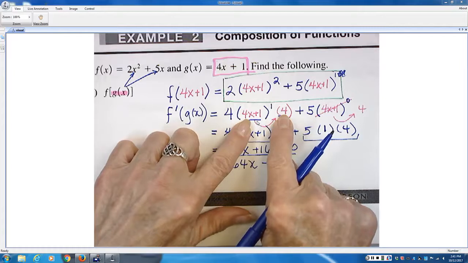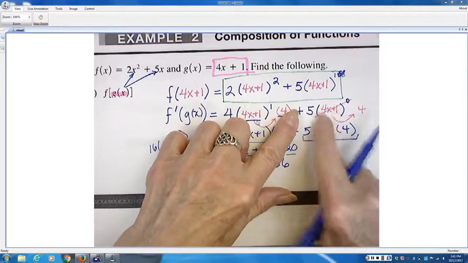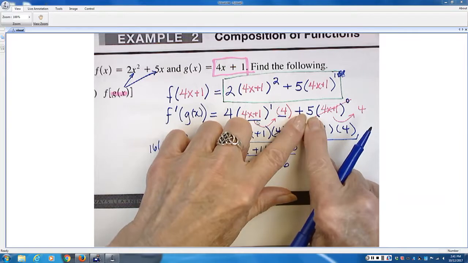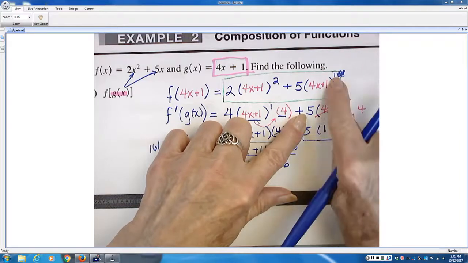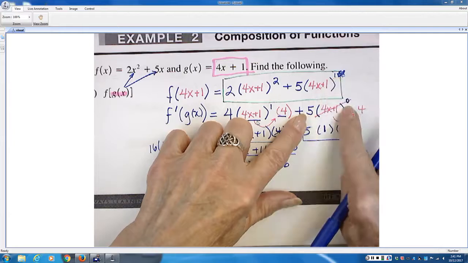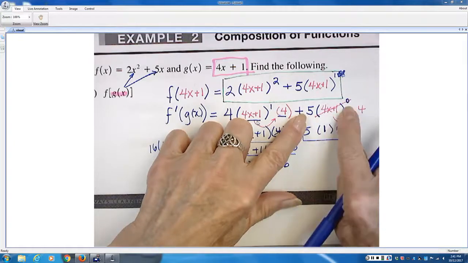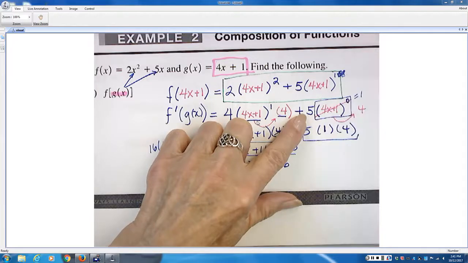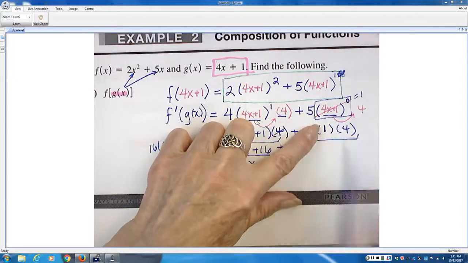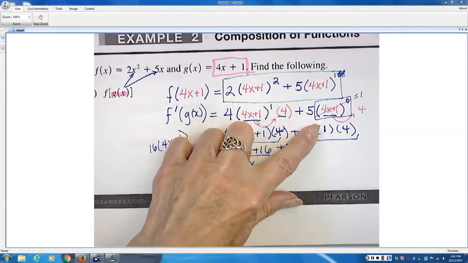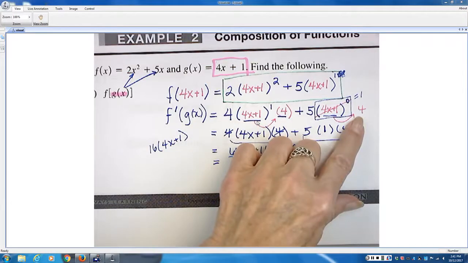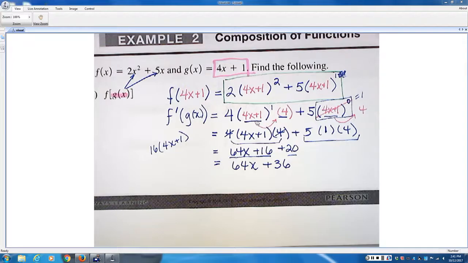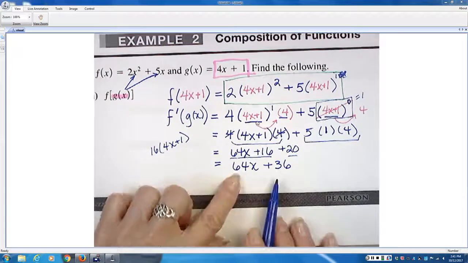Okay? And then plus 5 times, well, if you bring that 1 times 5, it's still 5. And if you keep what's in the parentheses, but you reduce the power by 1, that power becomes 0. And anything to the 0 power is equal to 1. But you still have to take the derivative of what was inside the parentheses, and that derivative is still 4. Okay. So there's where the last 4 came from. That makes sense. Okay? So then the rest of it, I just simplified it to give you an answer.